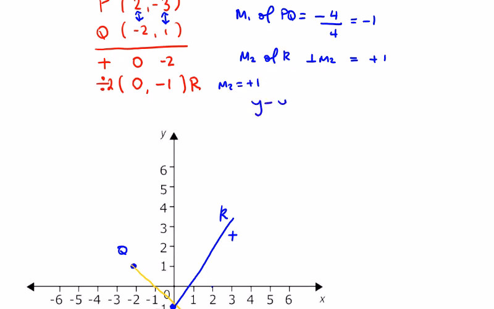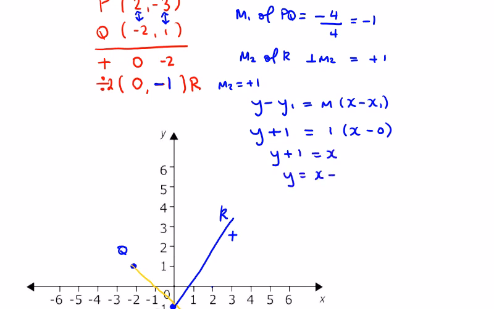So now we have a point, and we have M2 is plus 1. So into the equation of a line, y minus y1 equals m times x minus x1. We're going to get y minus minus 1, so plus 1 equals m, which is also 1, times x minus 0, which we don't need, but we can put it in anyway. So we get y plus 1 is equal to x, or y is equal to x minus 1, some version of.